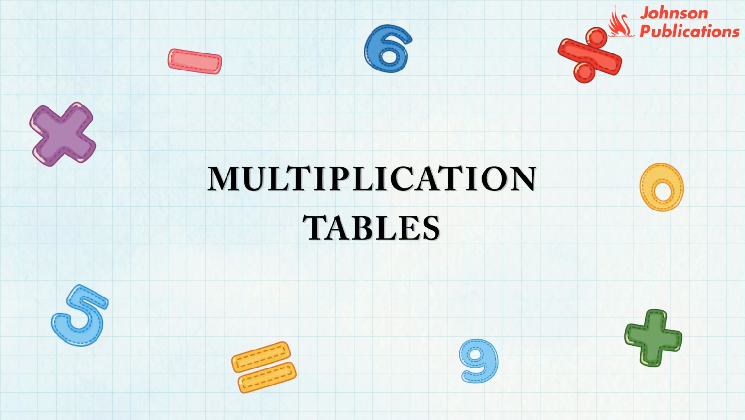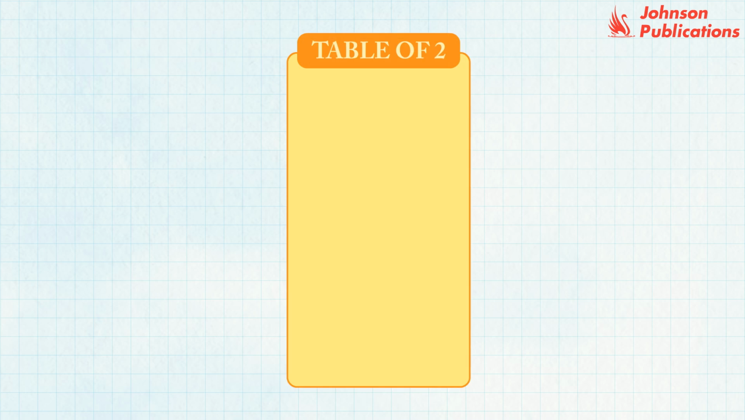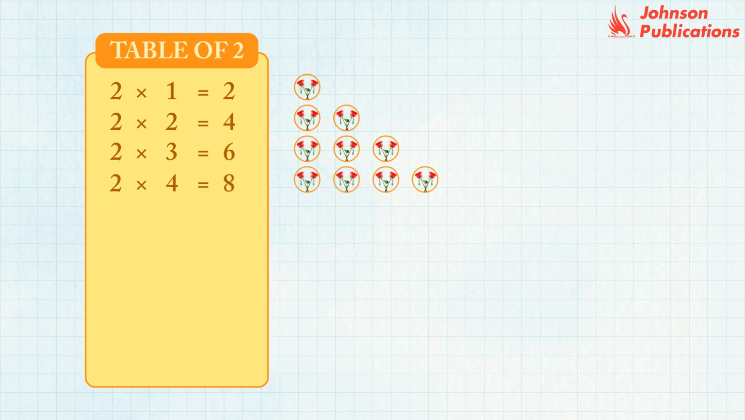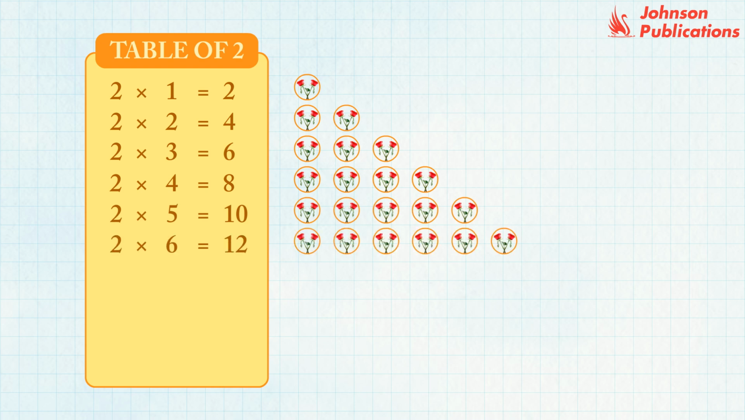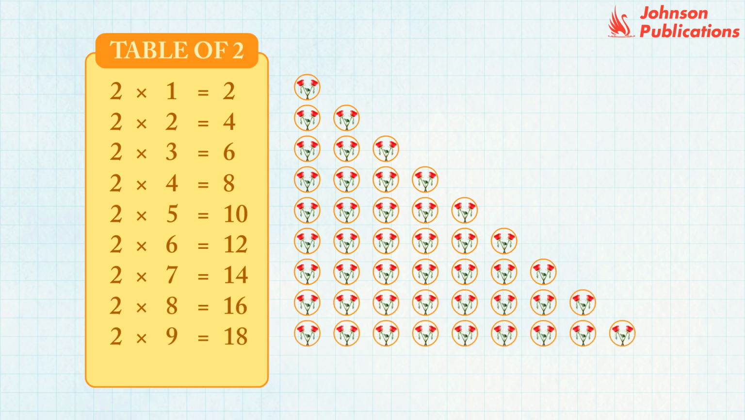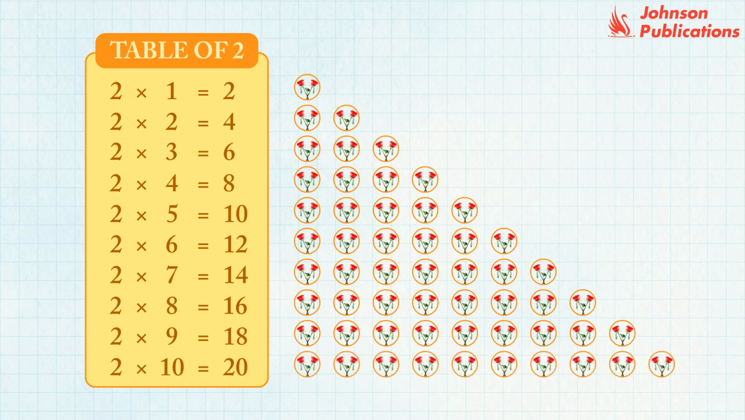Multiplication table. Let us first understand the table of 2. 2 times 1 is 2. 2 times 2 is 4. 2 times 3 is 6. 2 times 4 is 8. 2 times 5 is 10. 2 times 6 is 12. 2 times 7 is 14. 2 times 8 is 16. 2 times 9 is 18. 2 times 10 is 20.